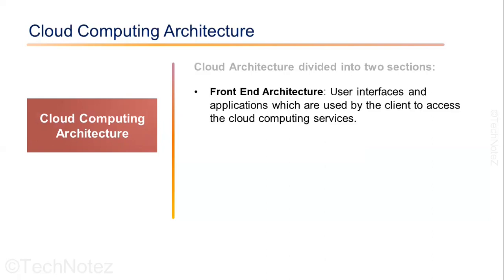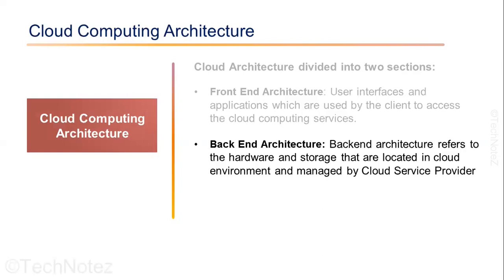Front-end architecture. Front-end architecture includes the user interfaces and applications which are used by the client to access the cloud services. The front end includes components like local network, web browser, and web applications. The front end allows the user to interact with the back end of the cloud computing. The back end responds to the queries asked by the front end. Backend architecture. Backend architecture in the cloud refers to the hardware and storage that are located in the cloud environment.